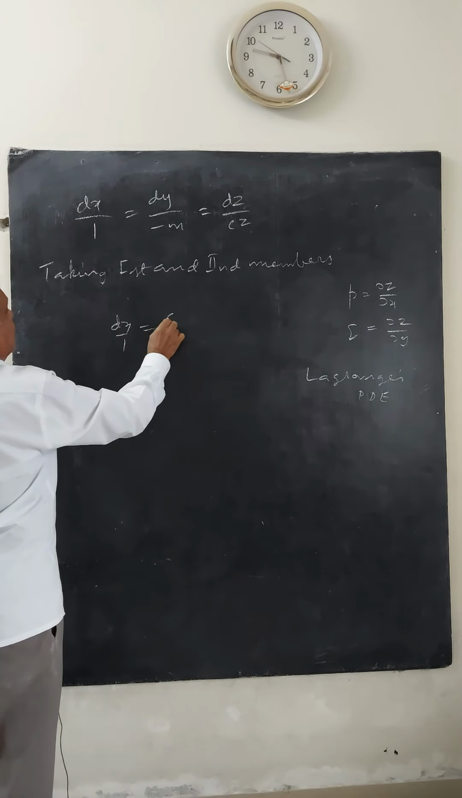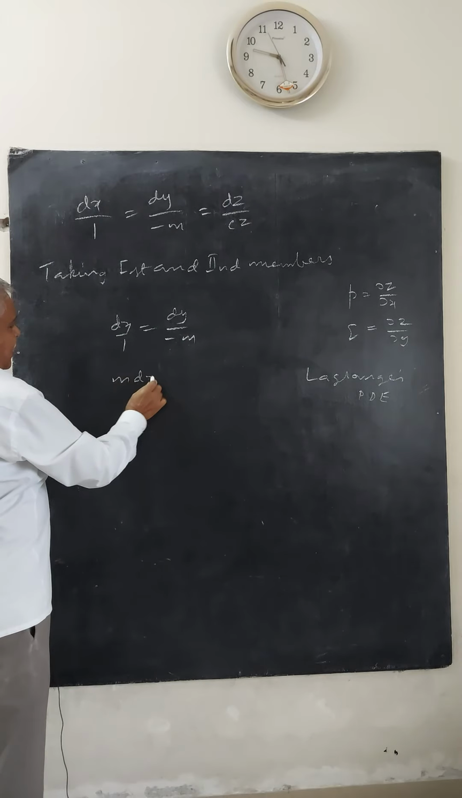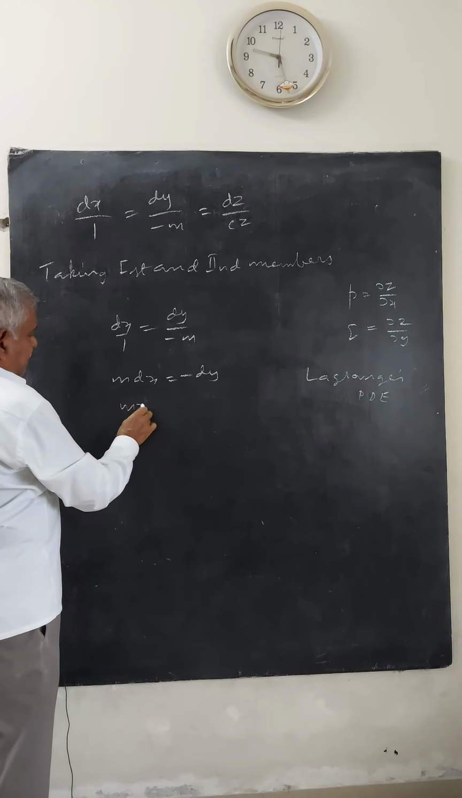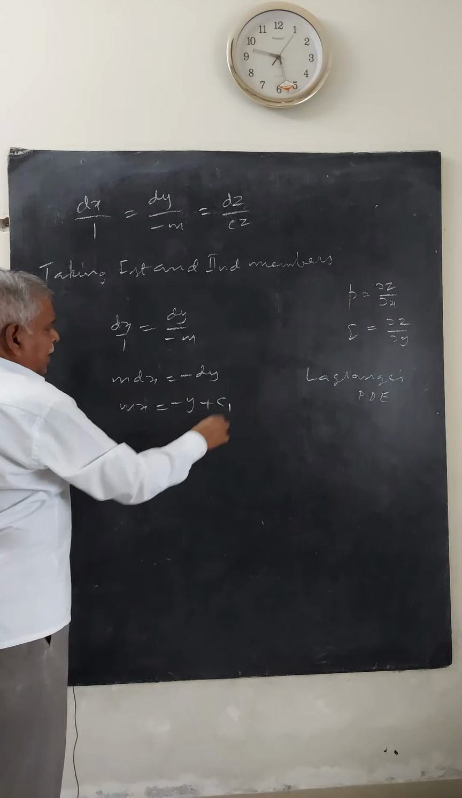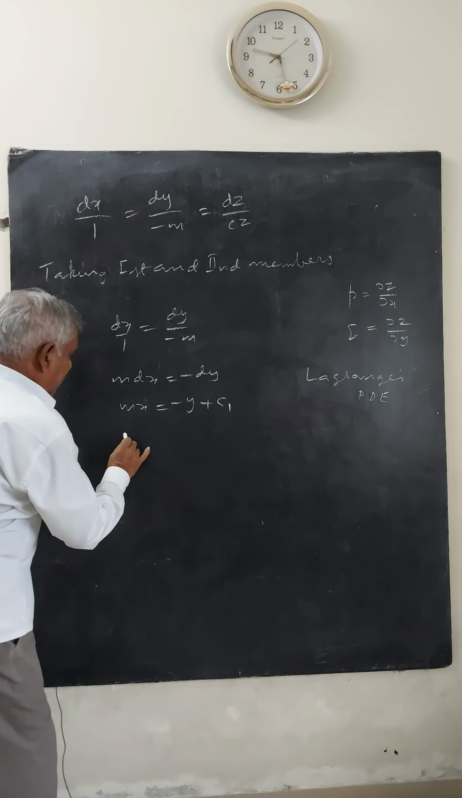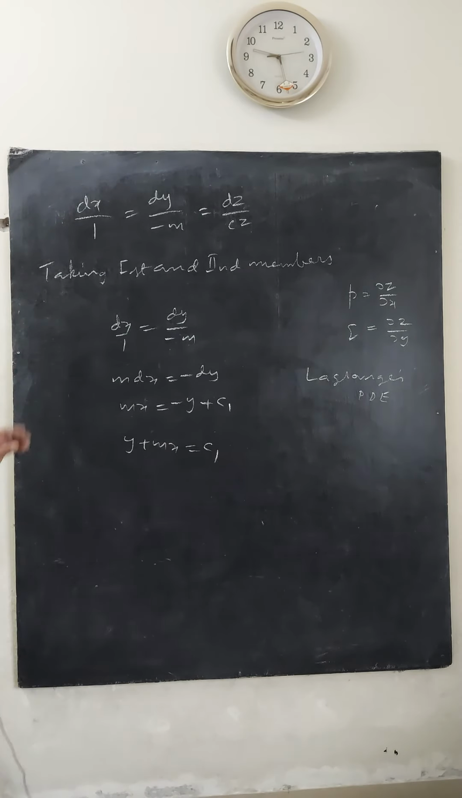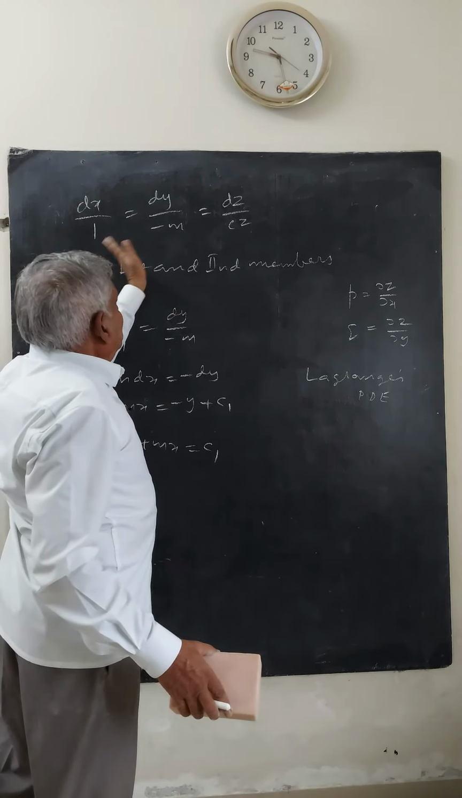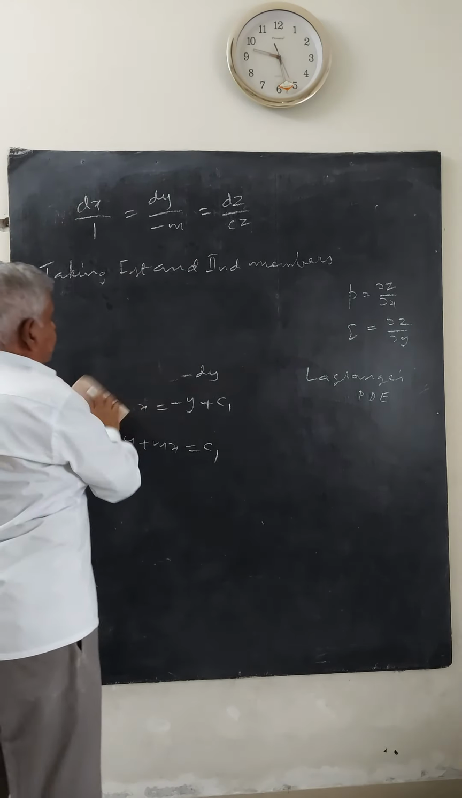dx by 1, dy by minus m. M take this side, m dx equal to minus dy. Integrating, mx equal to minus y plus c1 constant, y plus mx equal to c1. We have to find two constants, c1 and c2. By taking some other two members, we can find c2.